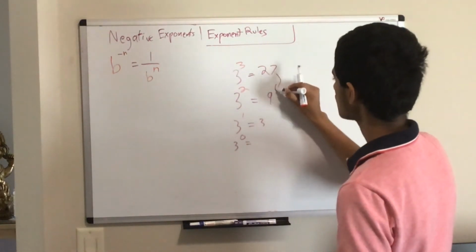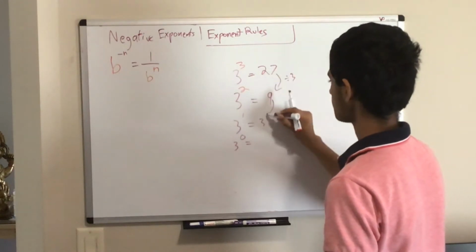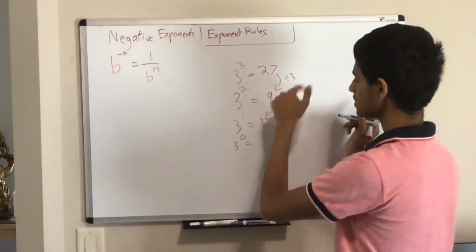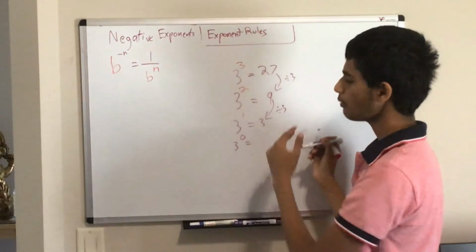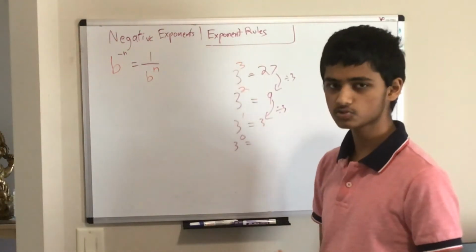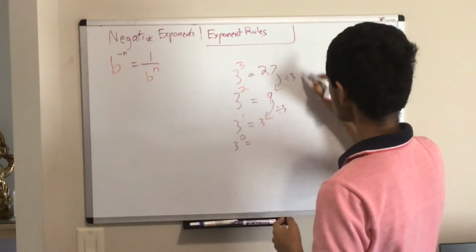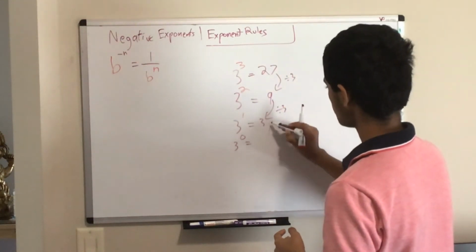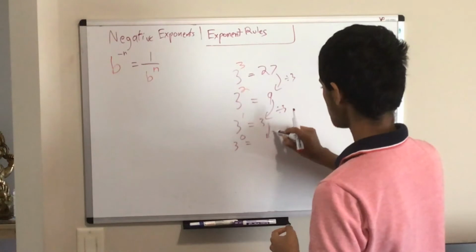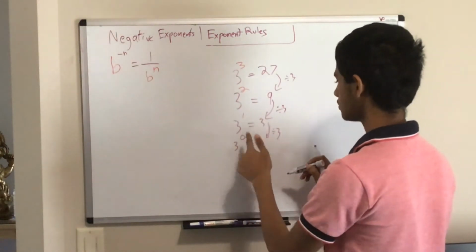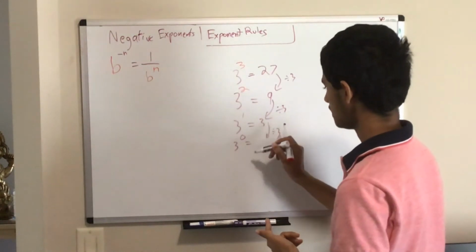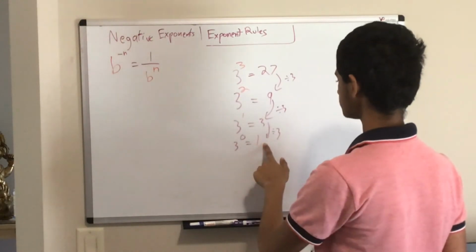So you see here that we're dividing by 3 each time as we go down, or we're multiplying by 3 each time we go up. And that's just how exponents work. That's a fundamental property. So it makes sense that if we're going to keep on dividing, when we go down from 1 to 0, we must divide. So 3 divided by 3 is simply just 1.